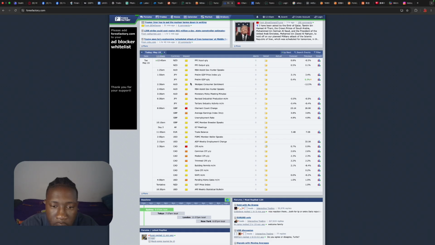So these are the currencies that are going to be affected today, and we need to see if we are going to have some significant moves in the markets which are going to be caused by the news. So we also need to check the latest news on this one.